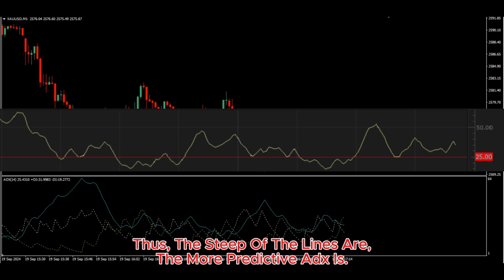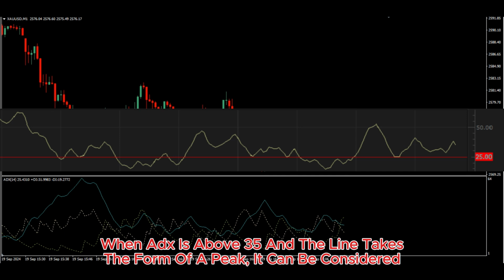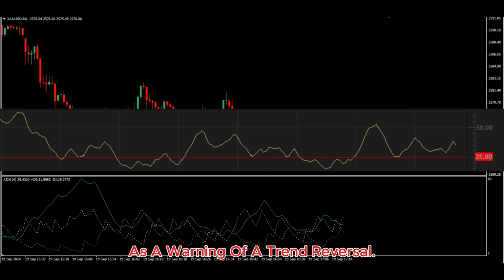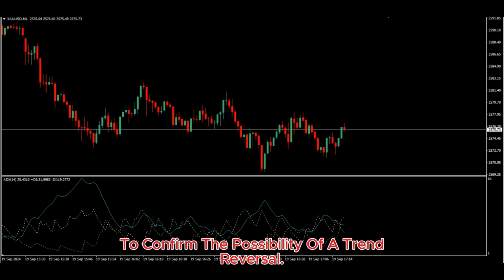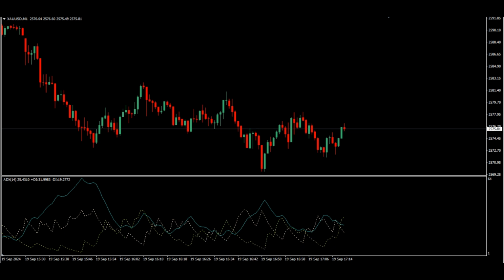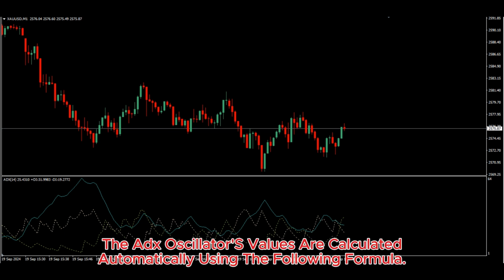When ADX is above 35, and the line takes the form of a peak, it can be considered as a warning of a trend reversal. In such situations, it is good to use a very sensitive indicator, such as the CR, to confirm the possibility of a trend reversal. The ADX oscillator's values are calculated automatically using the following formula.